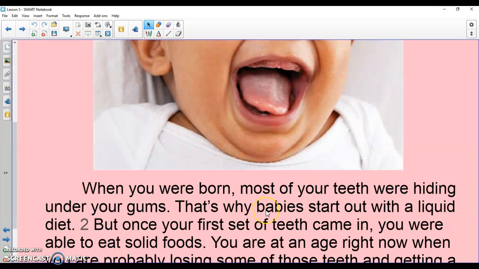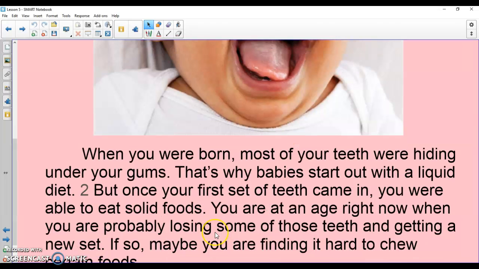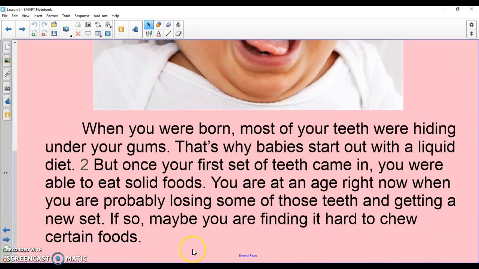There's a baby. When you were born, most of your teeth were hiding under your gums. That's why babies start out with a liquid diet. But once your first set of teeth came in, you were able to eat solid foods. You are at an age right now when you are probably losing some of those teeth and getting a new set. If so, maybe you are finding it hard to chew certain foods.